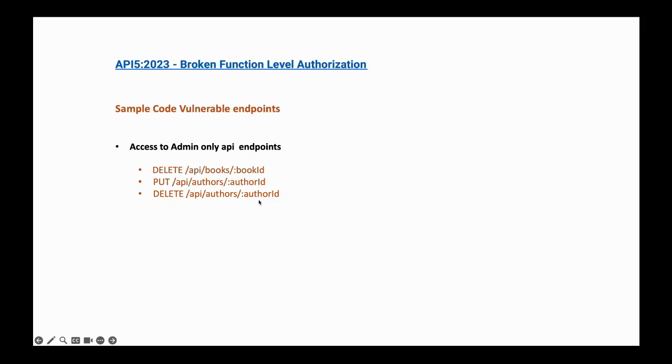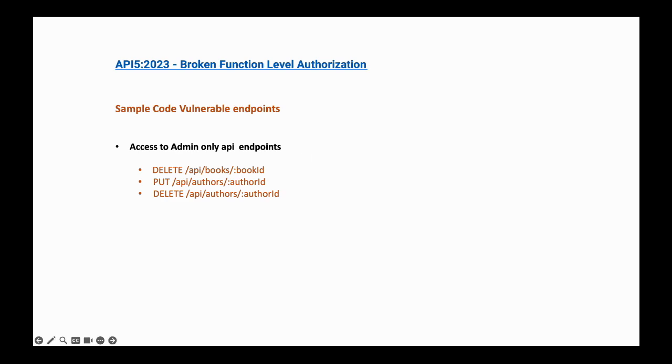Hello and welcome back. In this lecture, we are going to see examples of broken function level authorization exploitation in our application. We're going to focus on the authors and book APIs like put, delete. Now these should be accessible to admin level roles ideally in our application or any application, but we'll see how these endpoints are exploitable by attackers because of the lack of function level authorization checks.